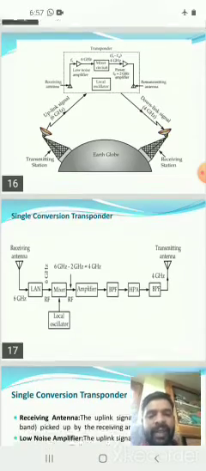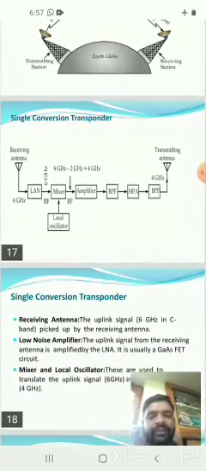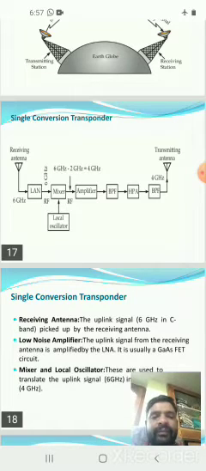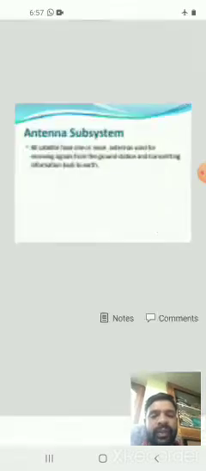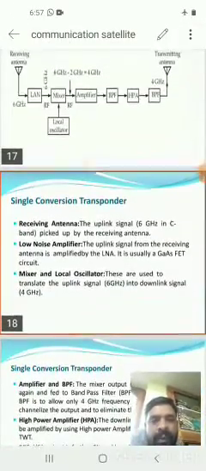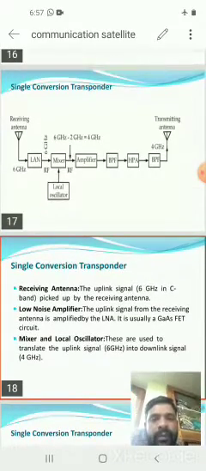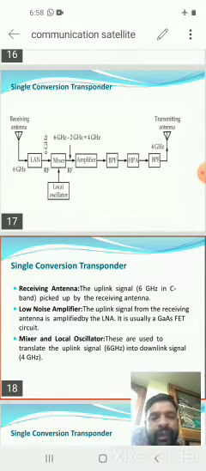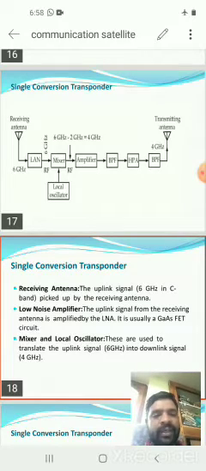So the single conversion transponder consists of a receiving antenna, transmitting antenna, receiver section, and amplifier section. The single conversion transponder consists of a receiving antenna, low noise amplifier, mixer, local oscillator, amplifier, band pass filter, high pass filter, band pass filter, and transmitting antenna.